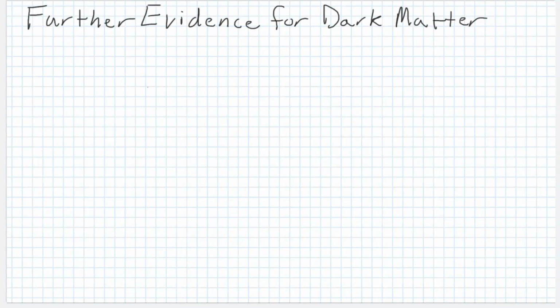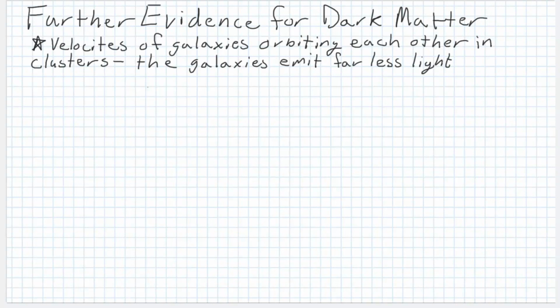In addition to the stars around the outside of the galaxy rotating more quickly than they should, we have other evidence for dark matter. One piece of evidence has to do with how galaxies orbit around each other in clusters. So galaxies will orbit around each other in clusters. They orbit around the same center of mass when they orbit. And so we can judge how big a galaxy is by how much light it emits, so we know how many stars are part of that galaxy. But the galaxies orbiting each other in these clusters, they orbit as if they are more massive, based on their orbital velocity, than you would expect based on the light that they emit.